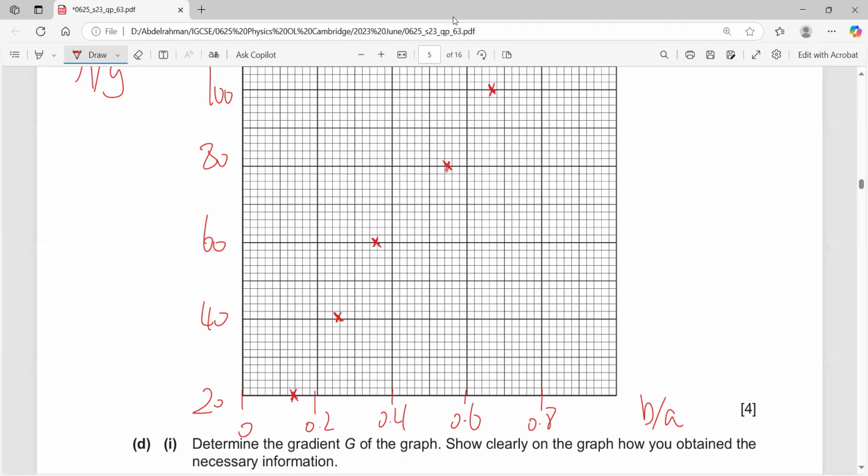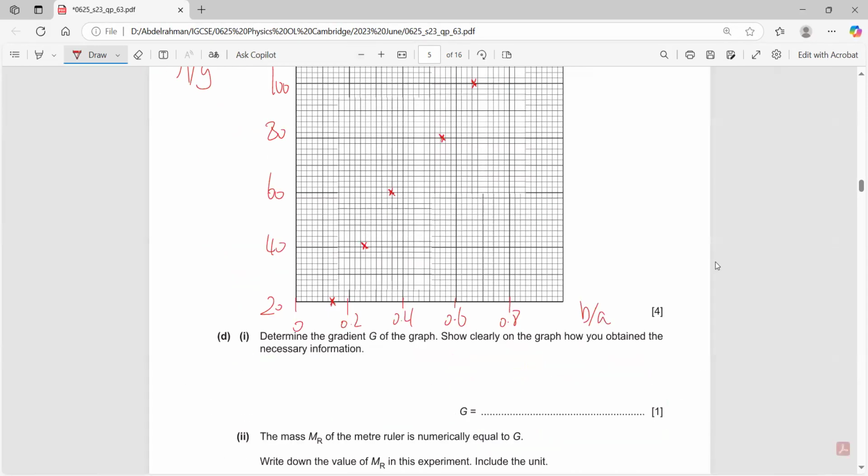So we need to draw a straight line, and we need to find the gradient. This would be the straight line, the line of best fit. You have 2 points above and 2 points below the line, which is acceptable.